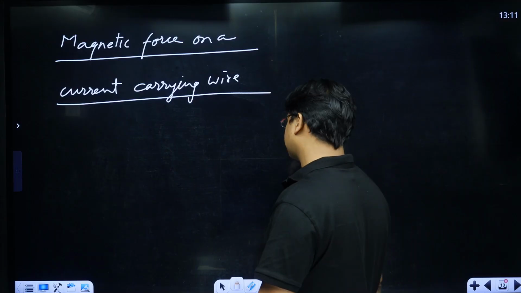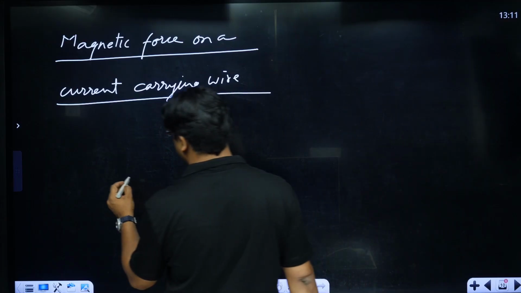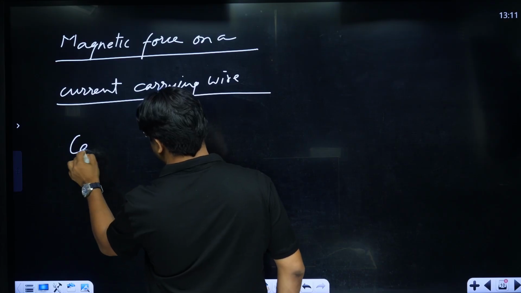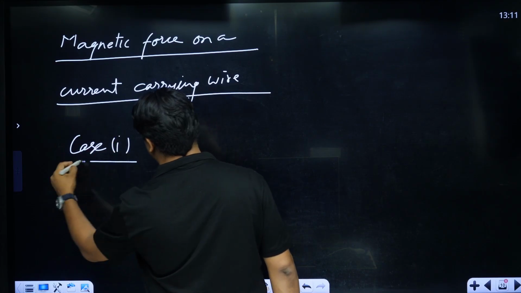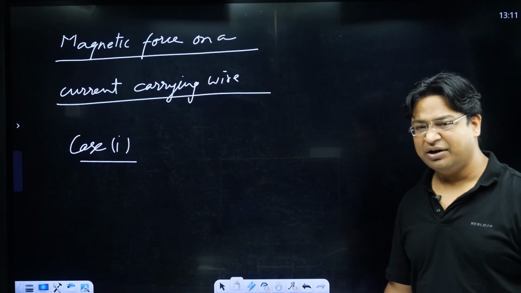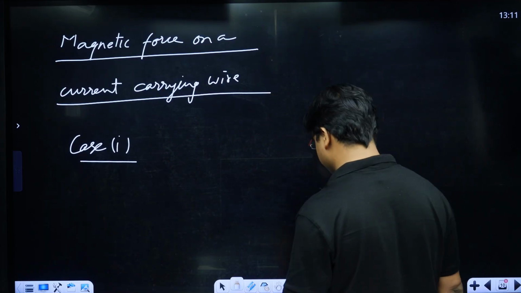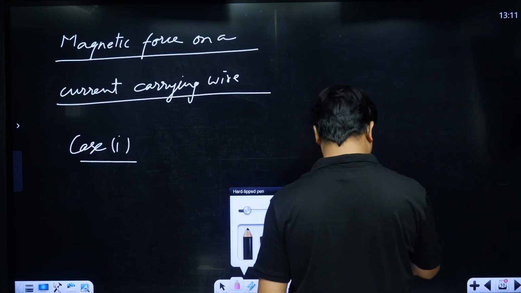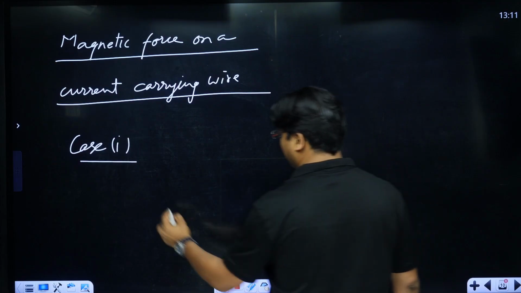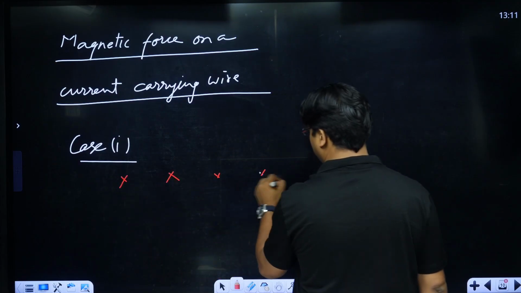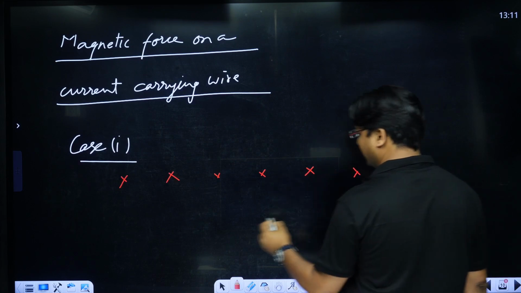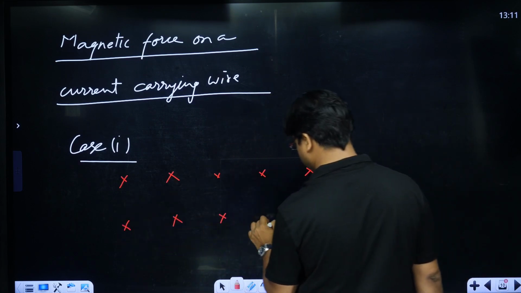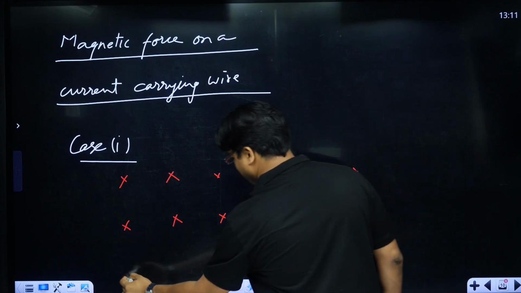Okay, so let us consider case wise. So case one, maybe we can name it later. Let me just try to explain the situation first to you guys. So case one is this. Let's say we have a magnetic field, somewhat like this, into the screen. These crosses indicate a magnetic field into the screen. So let's say this is the scenario.